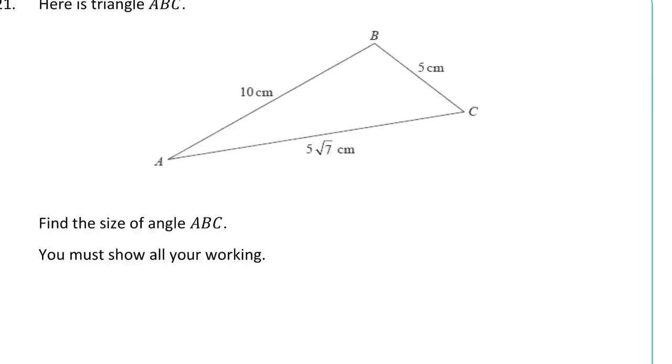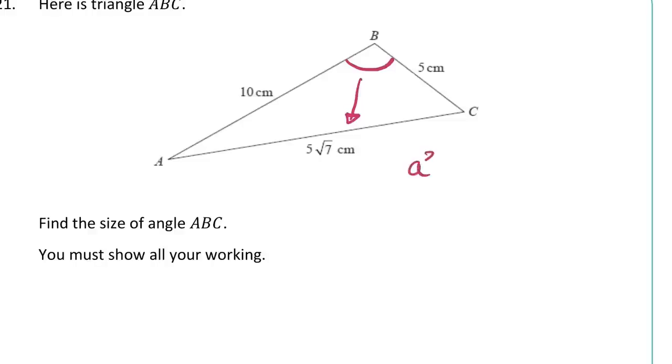Okay, so some non-calculator trigonometry and a non-right angled triangle. In non-right angled triangles, we're either using the sine rule or the cosine rule. We've got surds involved, so it's going to be a tricky question. It says find the size of angle ABC. Angle ABC is up here, opposite the 5√7. So if we want to find that angle, we can use the cosine rule.